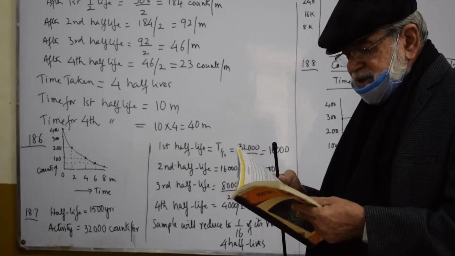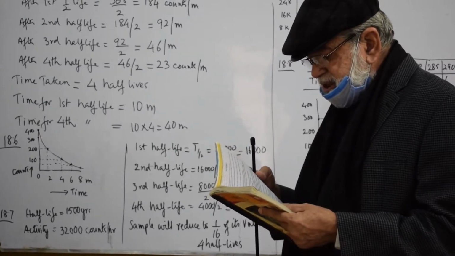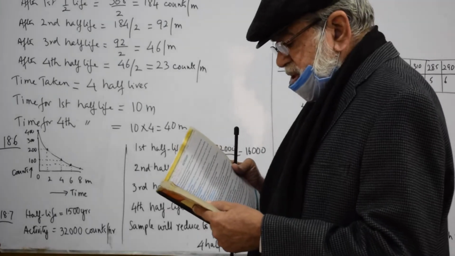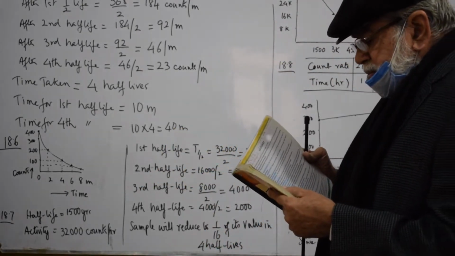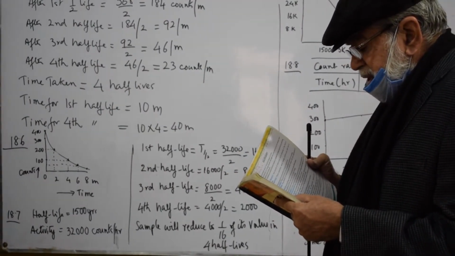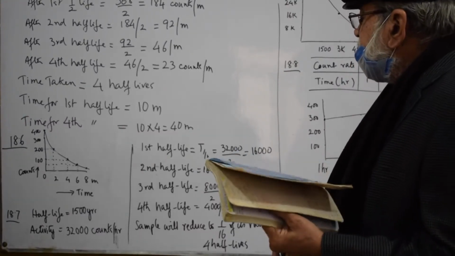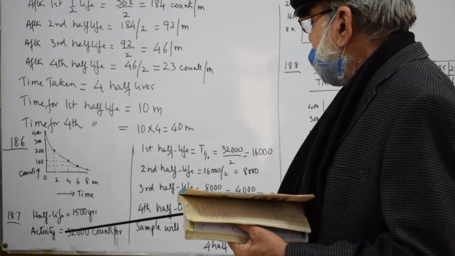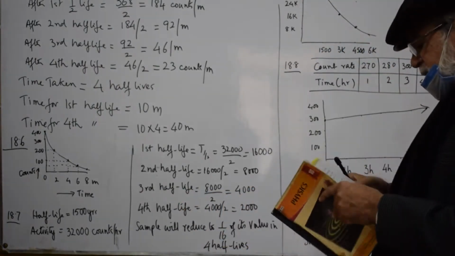18.7. A sample of a certain radioactive element has a half-life of 1500 years. If it has an activity of 32,000 counts per hour at the present rate, then plot a graph of the activity of this sample over a period in which it will reduce to 1/16th of its present value. So 18.7. Half-life is 1500 years. Activity is 32,000 counts per hour.